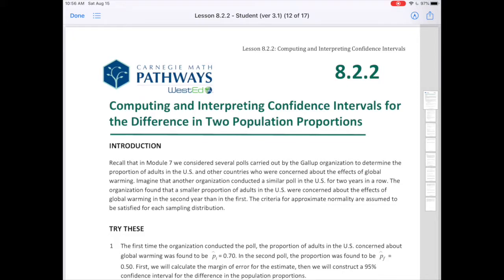Introduction. Recall that in Module 7, we considered several polls carried out by the Gallup organization to determine the proportion of adults in the U.S. and other countries who were concerned about the effects of global warming. Imagine that another organization conducted a similar poll in the U.S. for 2 years in a row. The organization found that a smaller proportion of adults in the U.S. were concerned about the effects of global warming in the second year than in the first. The criteria for approximate normality are assumed to be satisfied for each sampling distribution.